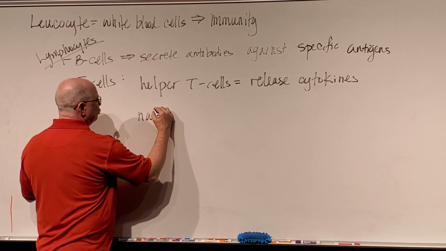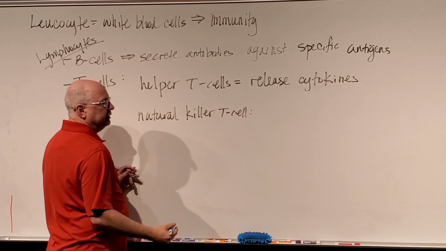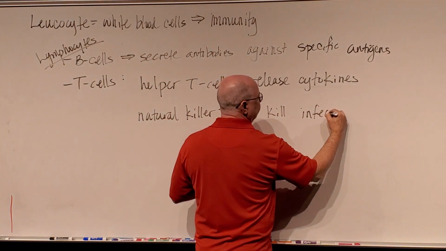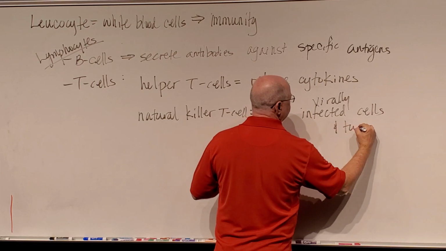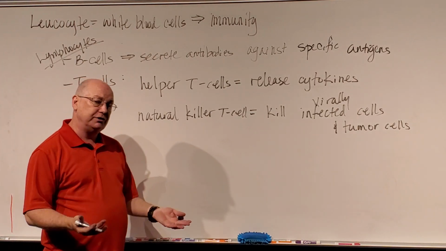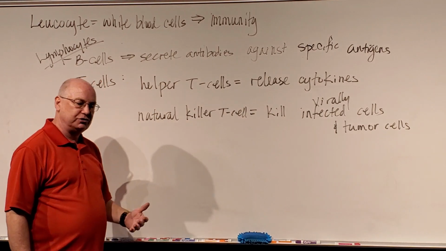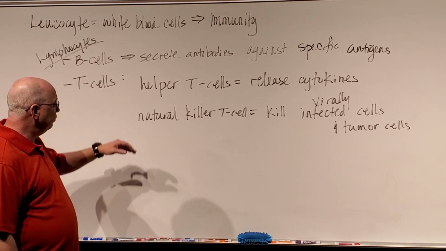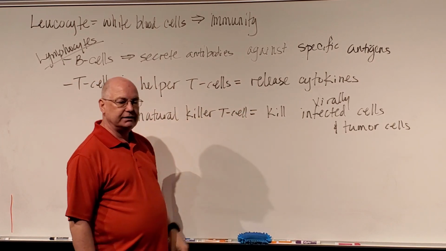There's another one called a natural killer T cell. Natural killer T cells kill infected cells, usually virally infected cells and tumor cells. When our cells start to develop into a cancerous tumor, they express different proteins. And when these cells recognize it, they will attack those tumor cells. So they're tumor fighting cells, and they can fight cells that are infected with viruses. And when helper T cells release cytokines, those cytokines can also bind to some of these foreign cells and let these guys know who to kill.